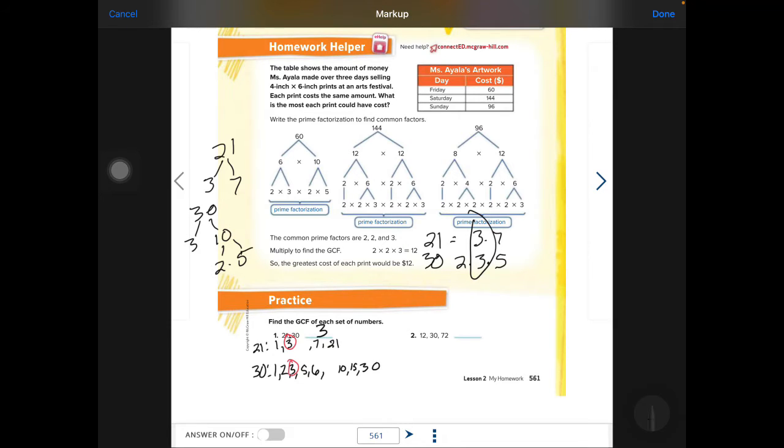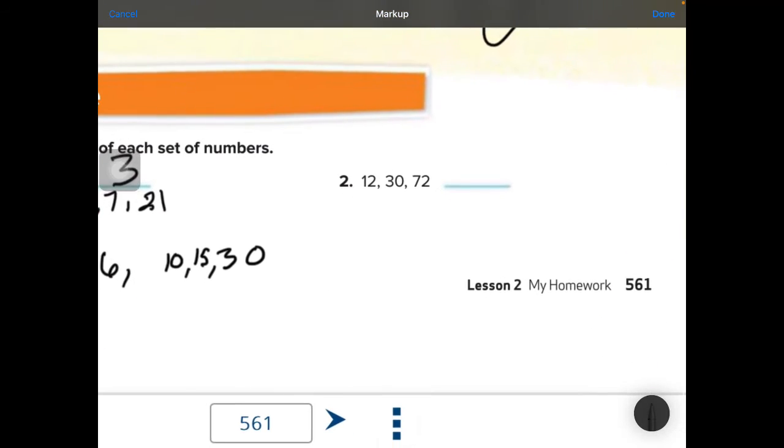So you see there's two strategies to get the GCF. I just like to do the rainbow method better. You decide.